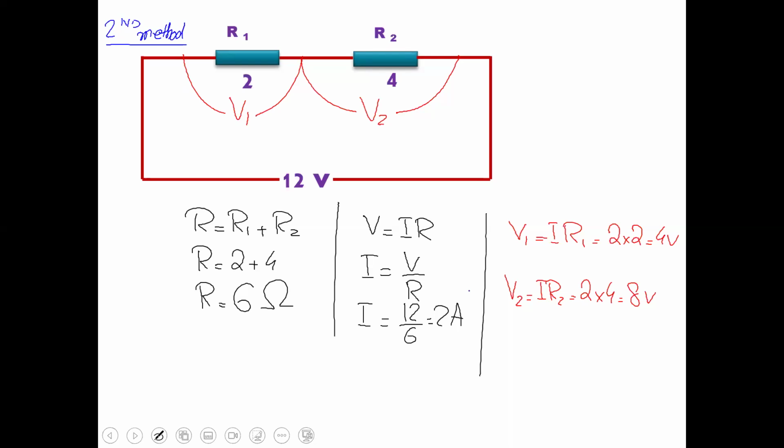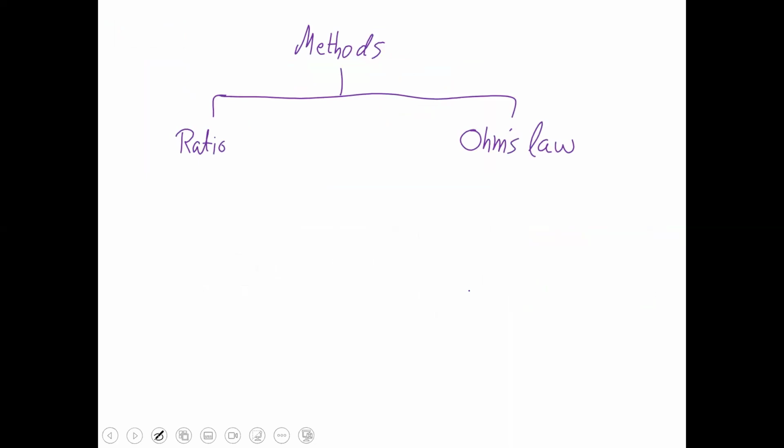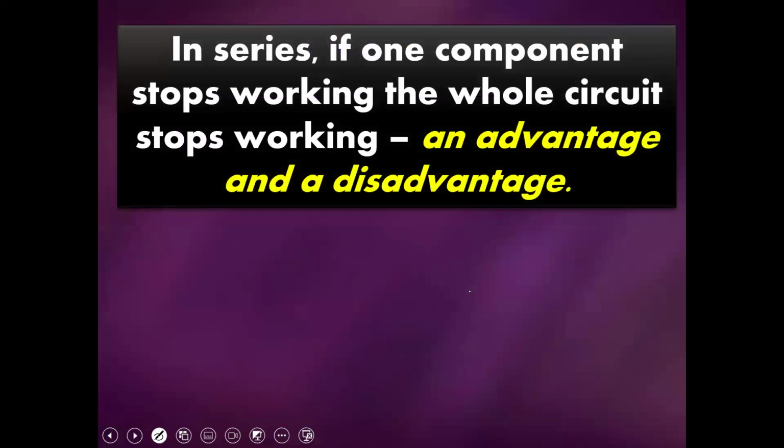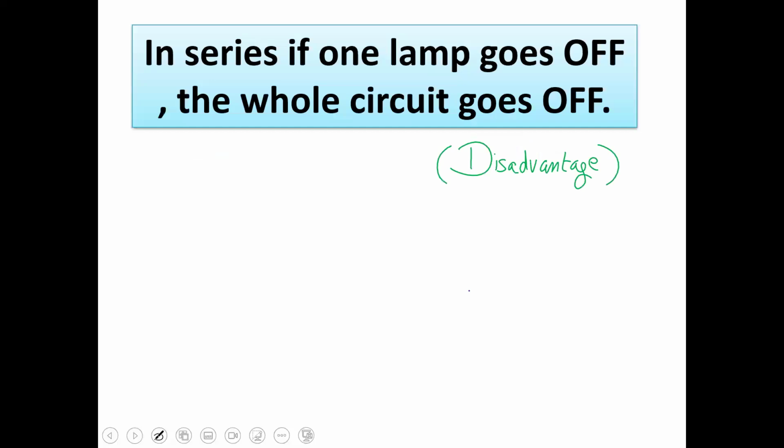You can also apply Ohm's law. Now, there are two methods to deal with circuits. One is called ratio method and second is called Ohm's law. What's the benefit of series? There is an advantage and there are some disadvantages. What's the benefit and what's the disadvantage?